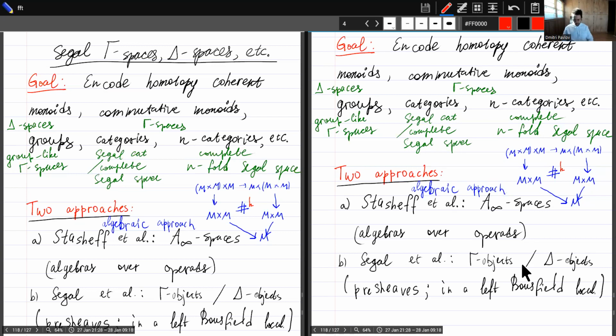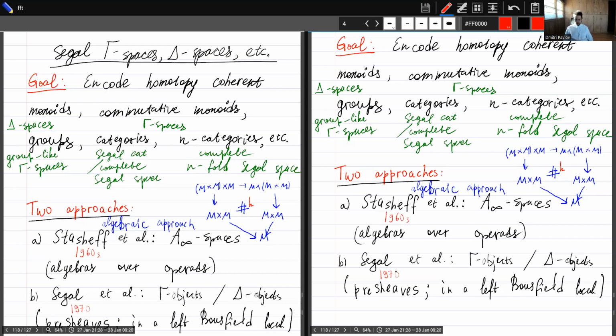So Skashev's work, I think, came out in the 1960s, and somewhere around 1970, Segal came up with his own approach to homotopy coherent monoids and other structures, and this approach is called gamma spaces or delta spaces or some other names.